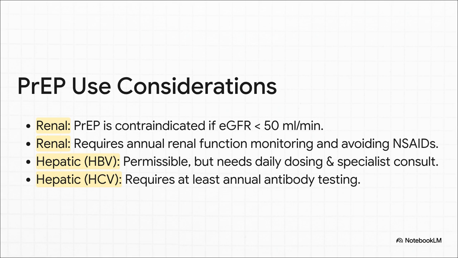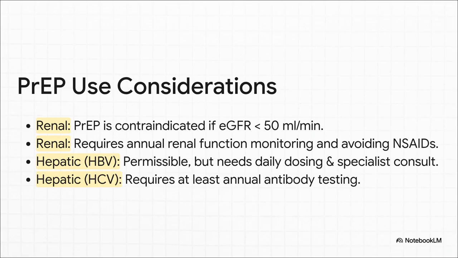HIV pre-exposure prophylaxis, or PrEP, is a fantastic case study for this. For a patient with kidney issues, the rules are strict and clear. PrEP is a no-go if the eGFR is below 50. You need regular monitoring of kidney function, and you have to be vigilant about avoiding other kidney toxic drugs like NSAIDs.